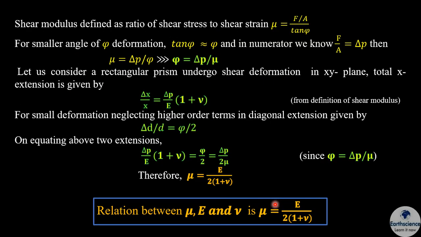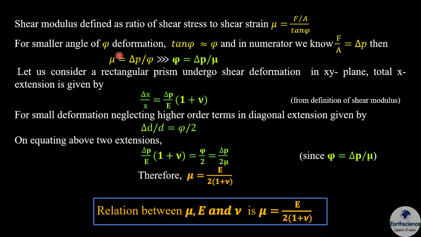And then followed by the shear modulus. By definition, it is shear stress to shear strain. Simply, force per unit area to the corresponding change after applying the shear stress. For a small angle phi, we know that tan phi always equals phi, and in the numerator, we know that force per unit area is nothing but the change in the pressure. Then the whole stress and strain relationship becomes like this.